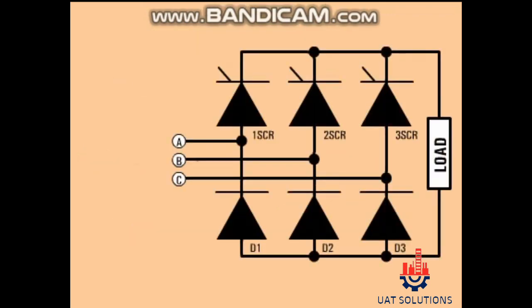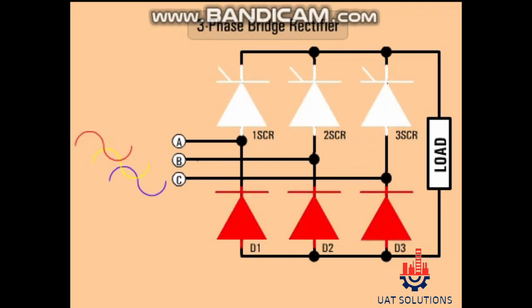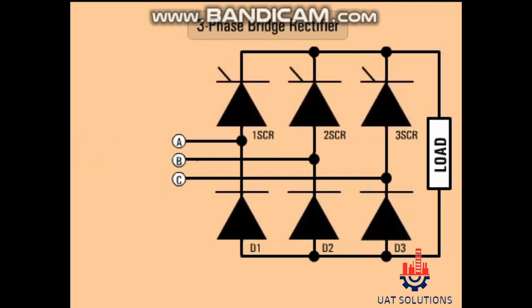Now that we've covered the basic rectifier components, let's see how they work in the 3-phase bridge rectifier. The 3-phase bridge rectifier circuit has 3 legs, each phase connected to one of the 3-phase voltages. Alternatively, it can be seen that the bridge circuit has 2 halves, the positive half consisting of the SCRs, 1 SCR, 2 SCR, and 3 SCR. The negative half consists of the diodes, D1, D2, and D3. At any time, one SCR or diode from each half conducts when there is current flow.